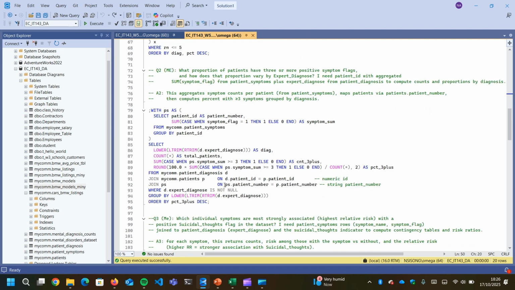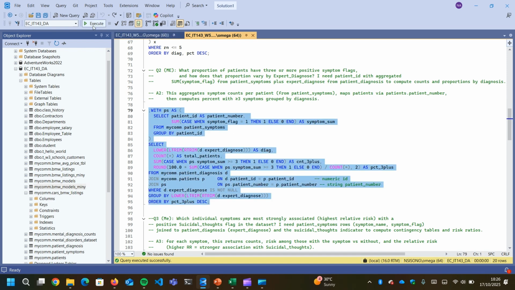Question two. So this is it. What I did, basically, is this question will measure what proportion of patients have three or more positive symptom flags, as I said, across diagnosis. So what I did was I summed the symptom flags per patient. Then I joined to patient diagnosis and calculated the percentage per diagnosis whose symptom count was greater than or equal to 3. So I'm going to run this here now.